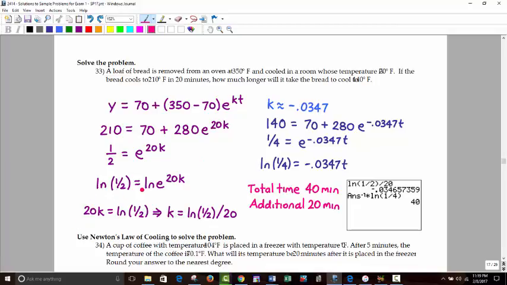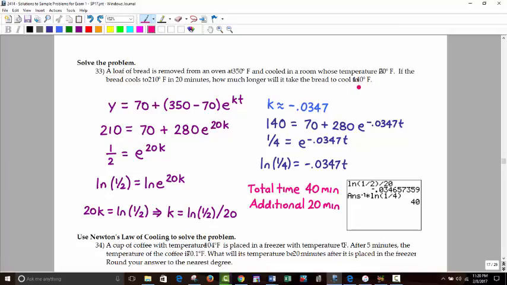Now we natural log both sides to get rid of the e. So you have 20K equals ln of 1/2. So K equals ln of 1/2 divided by 20, which you see over here. I did that in the calculator. I usually say use 4 decimal places. So now the model K being negative 0.0347, negative times t. Then we're trying to say, how much longer will it take to cool to 140?